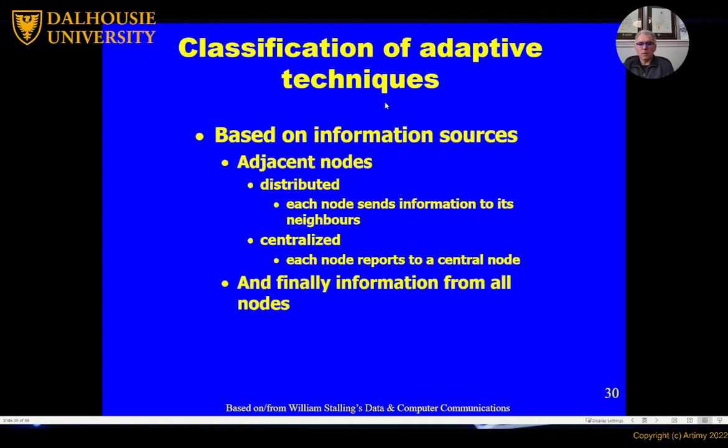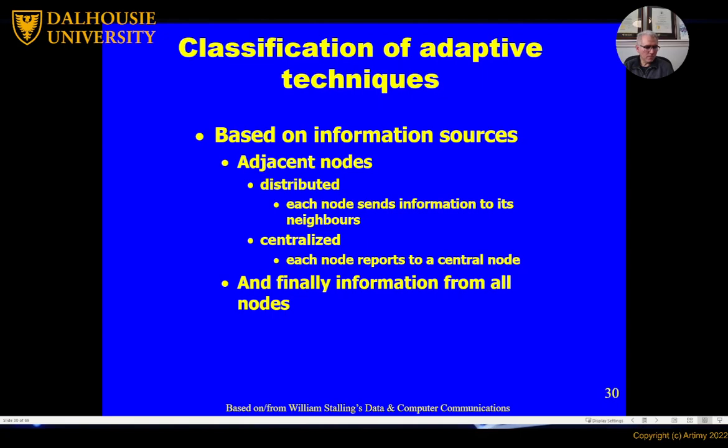All right, we could also rely on information from adjacent nodes. The adjacent nodes can be distributed or can be centralized, right? We talked about that before, so we have overlapping of ideas here. What does it mean to have adjacent nodes? The routers will collaborate among each other. They will share information about which links are available, what the bandwidth is on each link, what the delay is on each link, and collaboratively they decide on the best routes. They could also use a centralized location.